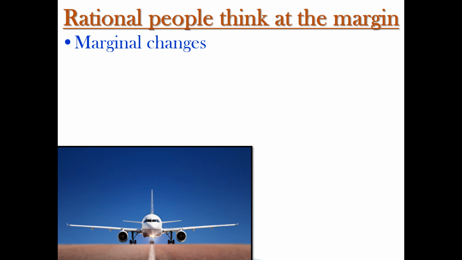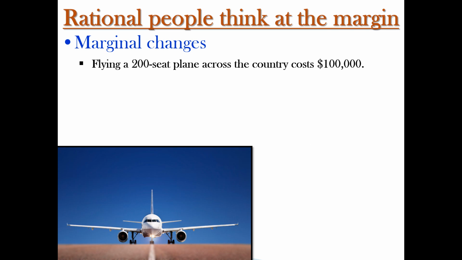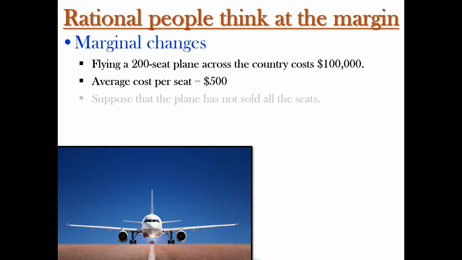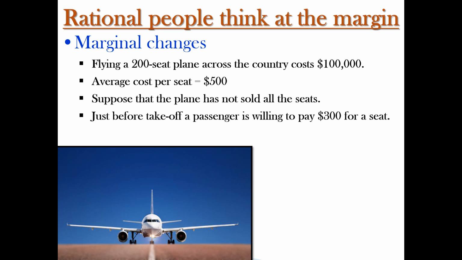Let me apply this to another example, just to make this clear. Let's say there's an airplane flying across country. It's got 200 seats. The total cost of this plane flying across the country is $100,000. If you divide $100,000 by 200, that's an average cost of $500 per seat. Let's say that the plane has not sold all their seats. They've sold 3/4 of them, 150 seats. They've got 50 extra seats available. Now let's say the plane is going to take off. They've decided that 3/4 of the plane being full is more than enough for them to make money, and so they're about to take off.